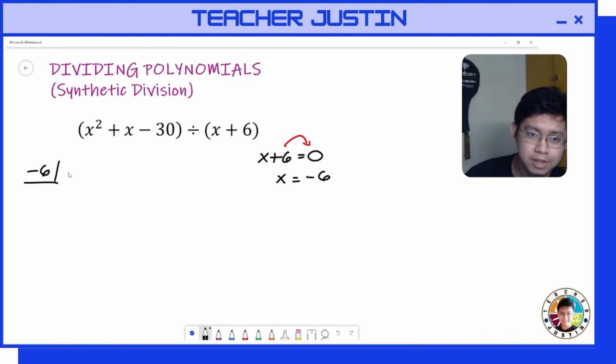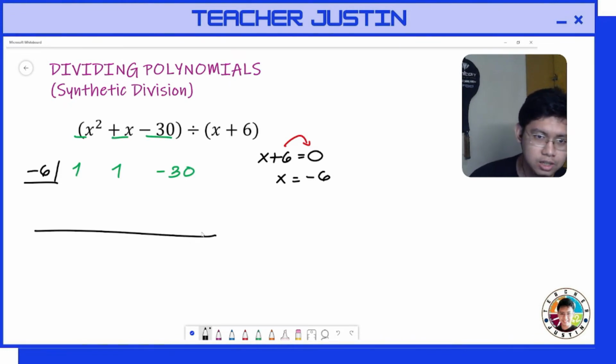Now for our dividend of our synthetic division, we will just copy the coefficients present in our polynomial x squared plus x minus 30. So we have positive 1 for our first term. For our second term, it is also positive 1. And for our last term, we have negative 30. Okay? Now let's start with our synthetic division.